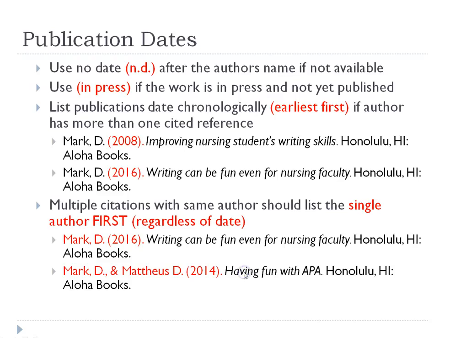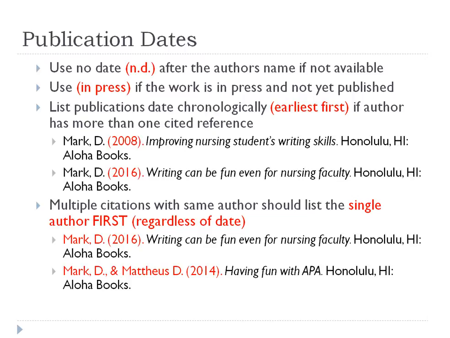Now, publication dates. Not all the time do all of our articles have a date, or in some instances, the article has not yet been published. So you use ND in parentheses if there's no date after the author's name. If you have a work that has not yet been published and it's in press, you're going to use in press after the author's name.